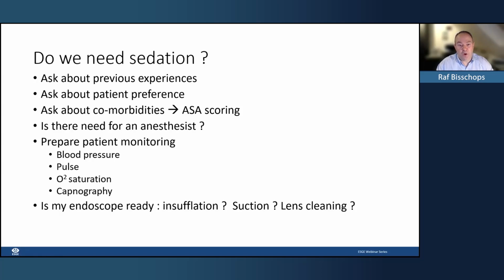Also check your endoscope every time. We need to explain this to the fellows, but I do this in everyday practice. For every endoscopy: is the insufflation working, is the suctioning working, and is the lens cleansing working?